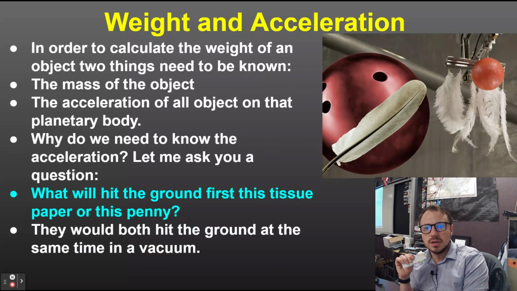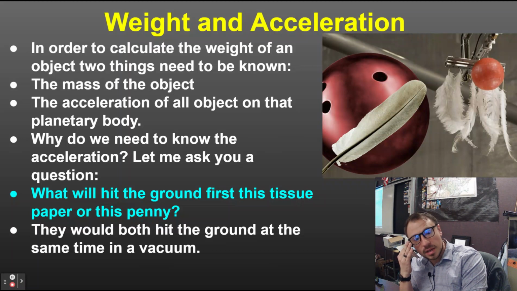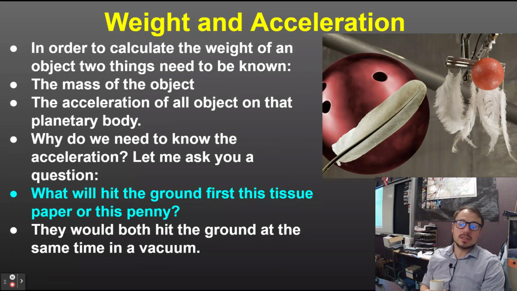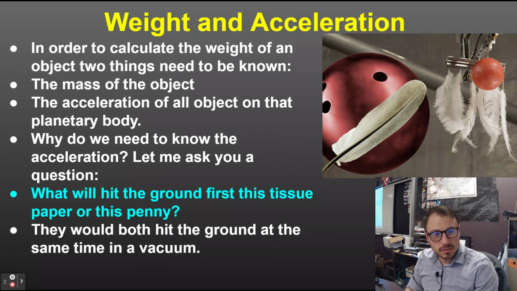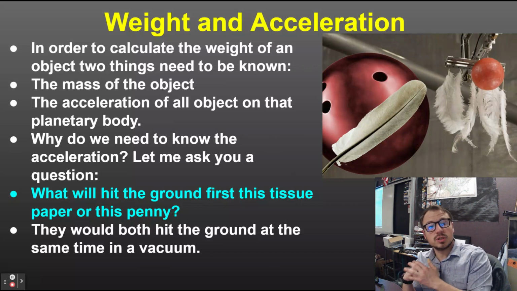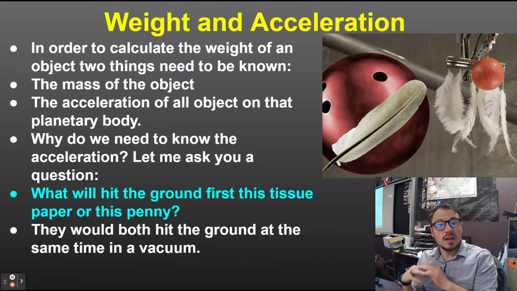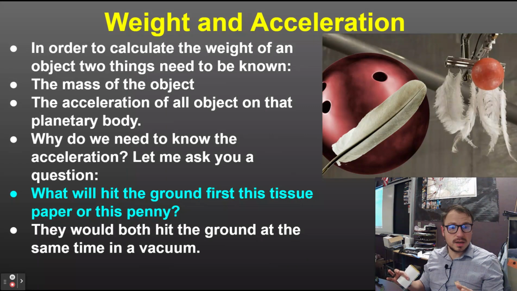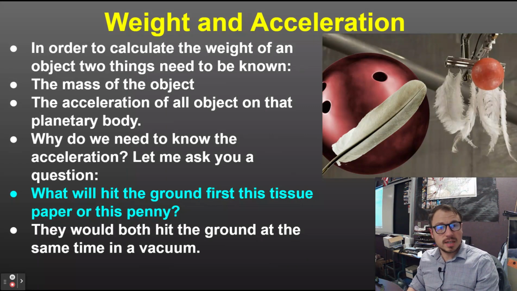If it were to hit the ground, they would both hit the ground at the same time in a vacuum. Now, you'd probably look at this and go, well, obviously, the penny's going to hit the ground first because it's heavier. It will hit the ground first, but not because it's heavier. All objects accelerate down at the same rate on that same planetary body. The reason why it hits the ground first is that the air resistance is what slows that tissue paper down.